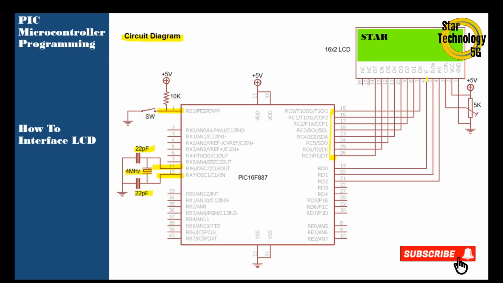Here is the pin E, interfaced with RD0. RD1 is interfaced with pin RW, and RD0 is interfaced with RS. Pin number 3 is contrast. Pin number 2 is positive supply, and pin number 1 is ground. So let's write the circuit in Proteus, and after that we will write its code in MPLAB.